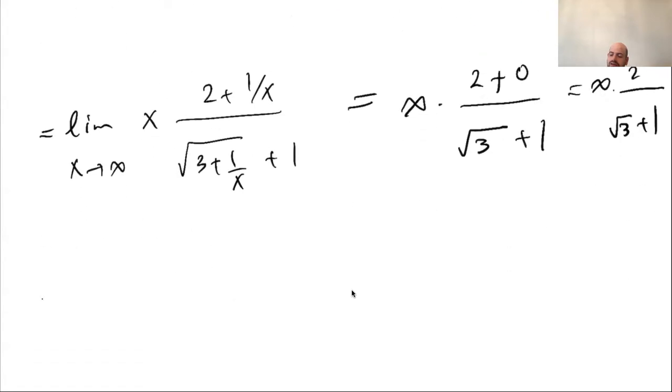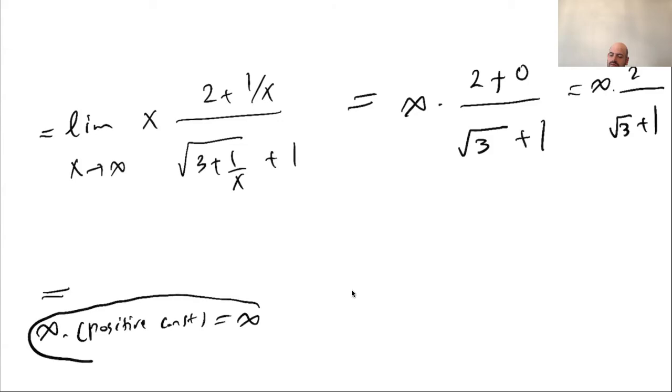Now infinity times a constant, a positive constant in this case, is infinity. Infinity times a positive constant is infinity. Infinity times a negative constant is minus infinity. Right? Because infinity is a very large number, like 10 million or 100 million, times a positive constant, times 5 for example, will be 50 million or 500 million. So it's still very large positive. So the answer will be infinity.